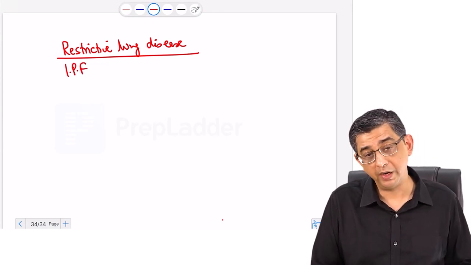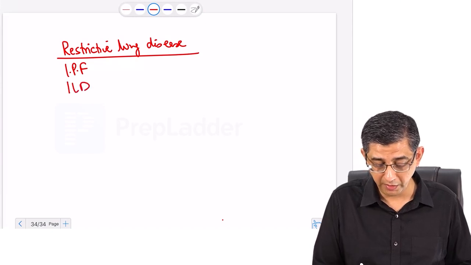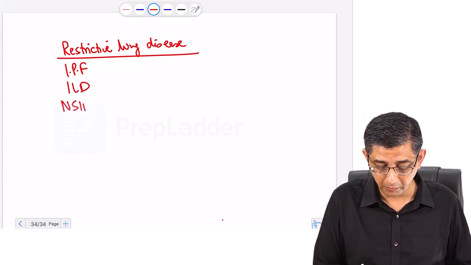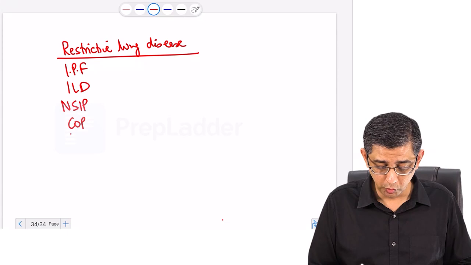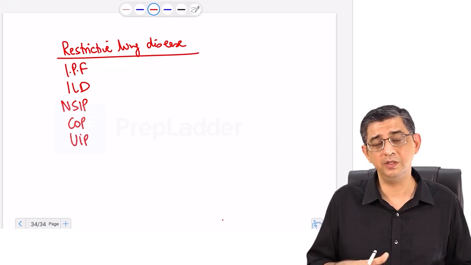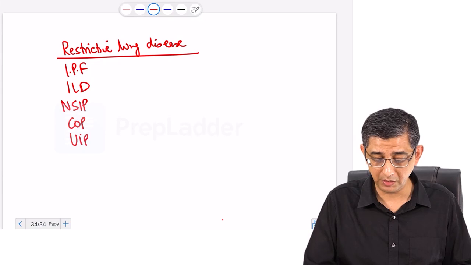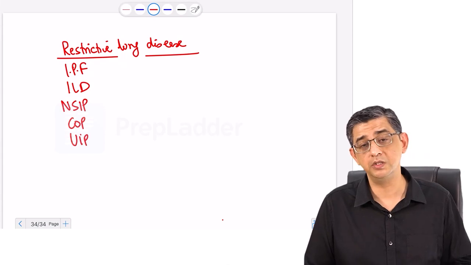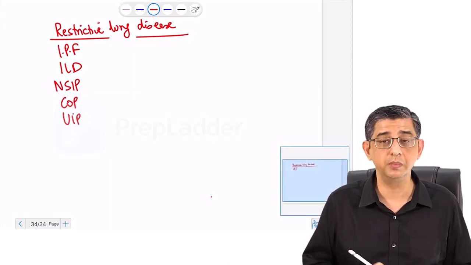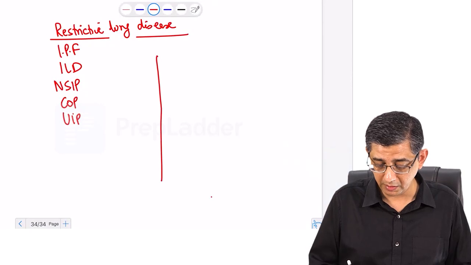So he can write the word IPF, ILD, non-specific interstitial pneumonitis, cryptogenic organizing pneumonia, or usual interstitial pneumonitis. I mean, these are the descriptions or terminologies that the examiner would love to use just to bog you down with the terminology, but the interpretation is very simple. Let's look at the baseline curve.